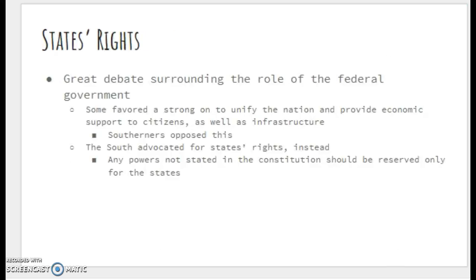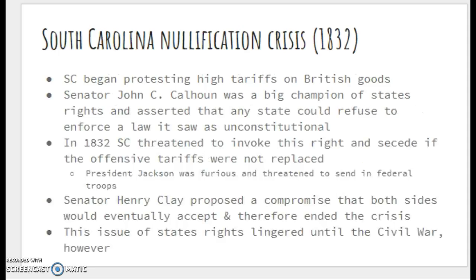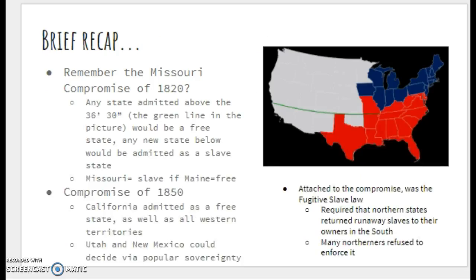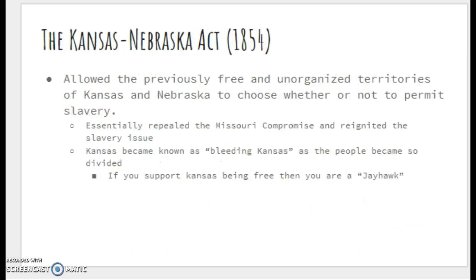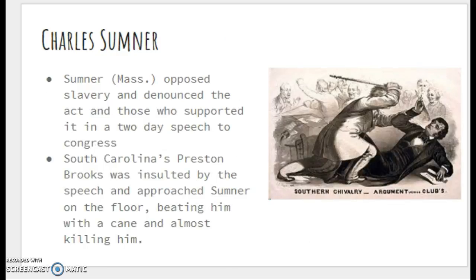Let's see. We're going towards the Civil War. We talked about states' rights, that the South preferred states' rights, the North wanted a strong government. We talked about the South Carolina nullification crisis in class today, and John C. Calhoun. We even read the nullification crisis and analyzed it. We talked about the Compromise of 1850, the Missouri Compromise, Fugitive Slave Law, the Wilmot Proviso, Kansas-Nebraska Act, and the beating of Charles Sumner on the floor by Preston Brooks.